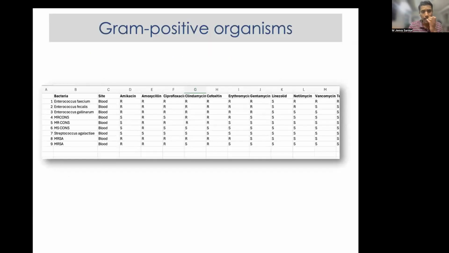So there's an Excel sheet in which we have these gram-positive organisms: Enterococcus, methicillin-resistant coagulase-negative staph, and methicillin-resistant Staph aureus. The site and the different antibiotics, we have for each column.